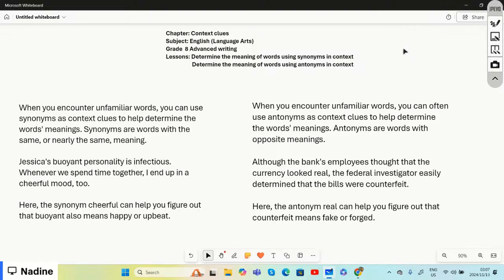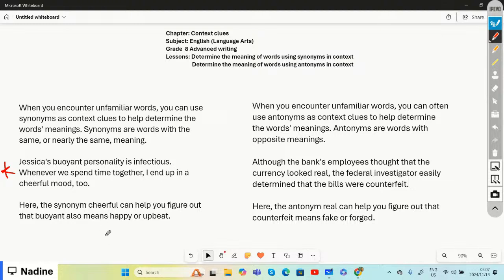If we look at an example of synonyms, it says, Jessica's buoyant personality is infectious. Whenever we spend time together, I end up in a cheerful mood too. So buoyant, cheerful. Because here the person says that Jessica's buoyant personality is infectious, and whenever we spend time together, I end up in a cheerful mood too.